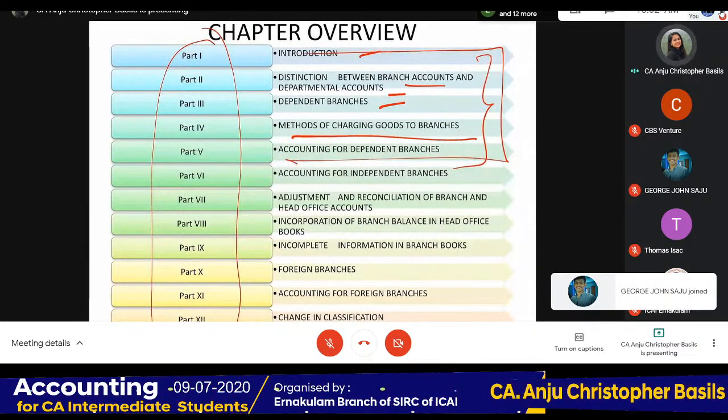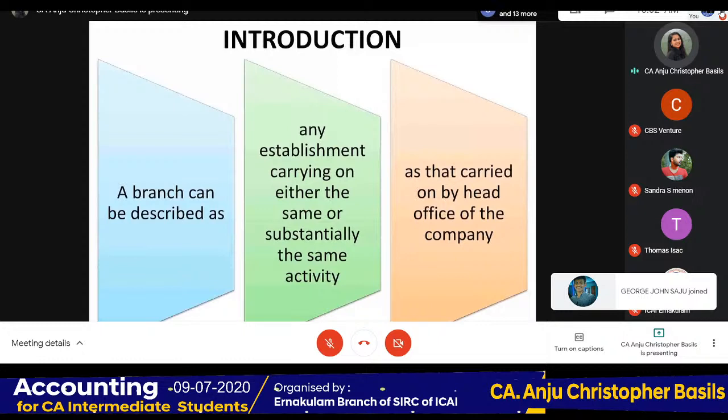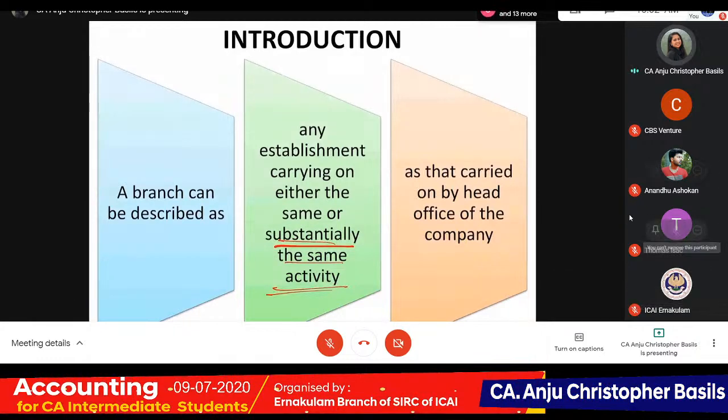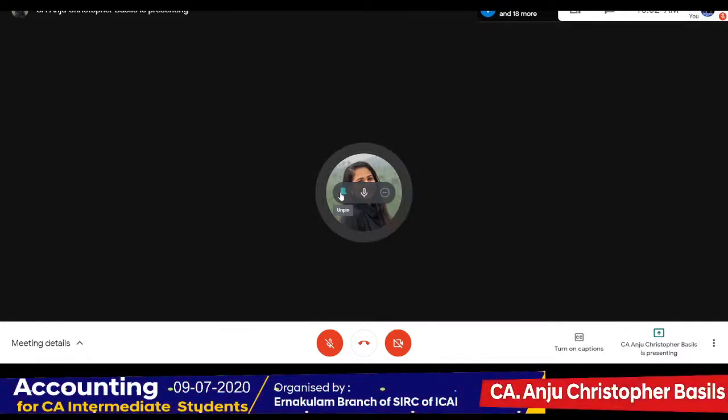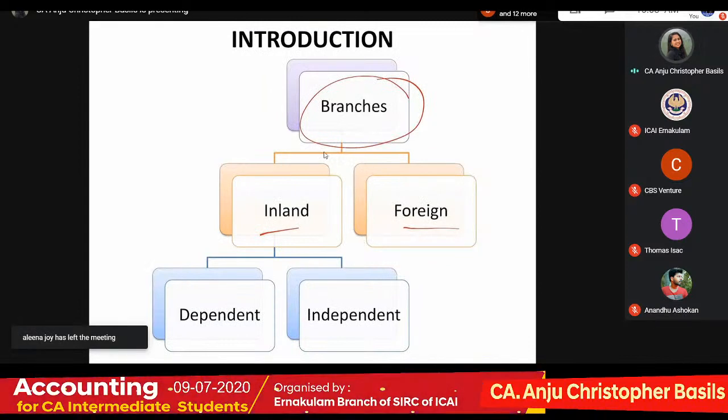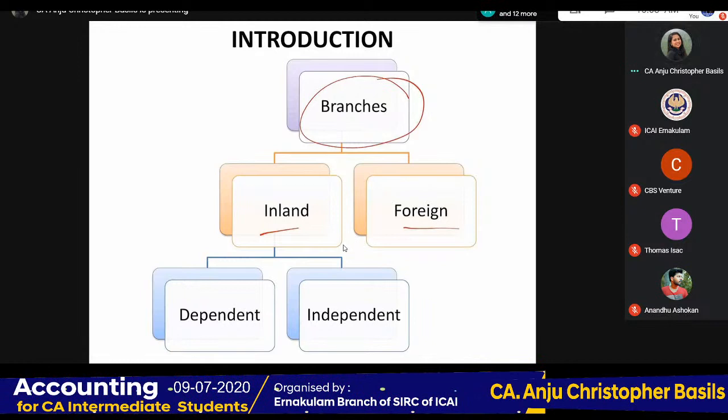All right. So, what exactly is a branch? The major point is that they carry out substantially the same activities as that of the head office. Then, what are the different classifications? How can we classify the branches? One is inland and the other one is foreign branch. Inland, again, you can divide into two: one is dependent branch and the other one is independent branch. Dependent branch, as the name states, is fully dependent on the head office. Even the accounts will be maintained at the head office. Whereas in the case of independent branch, these transfers and all will be minimal.